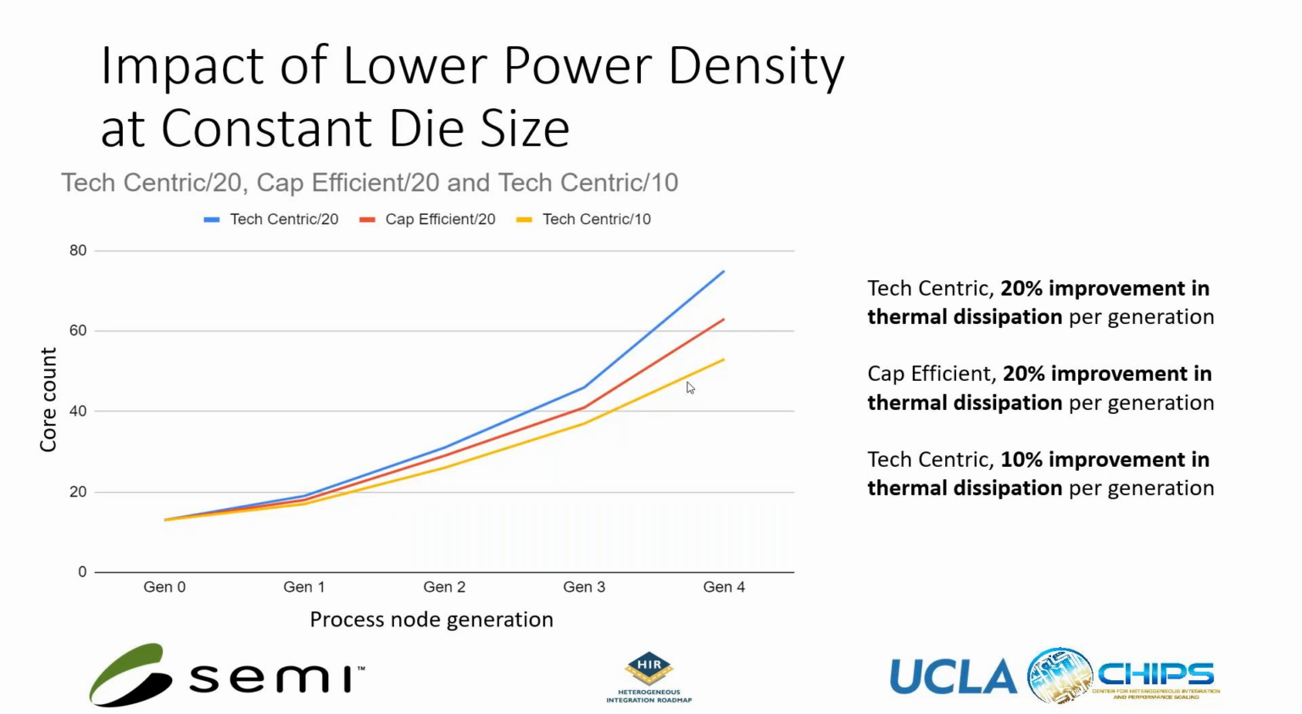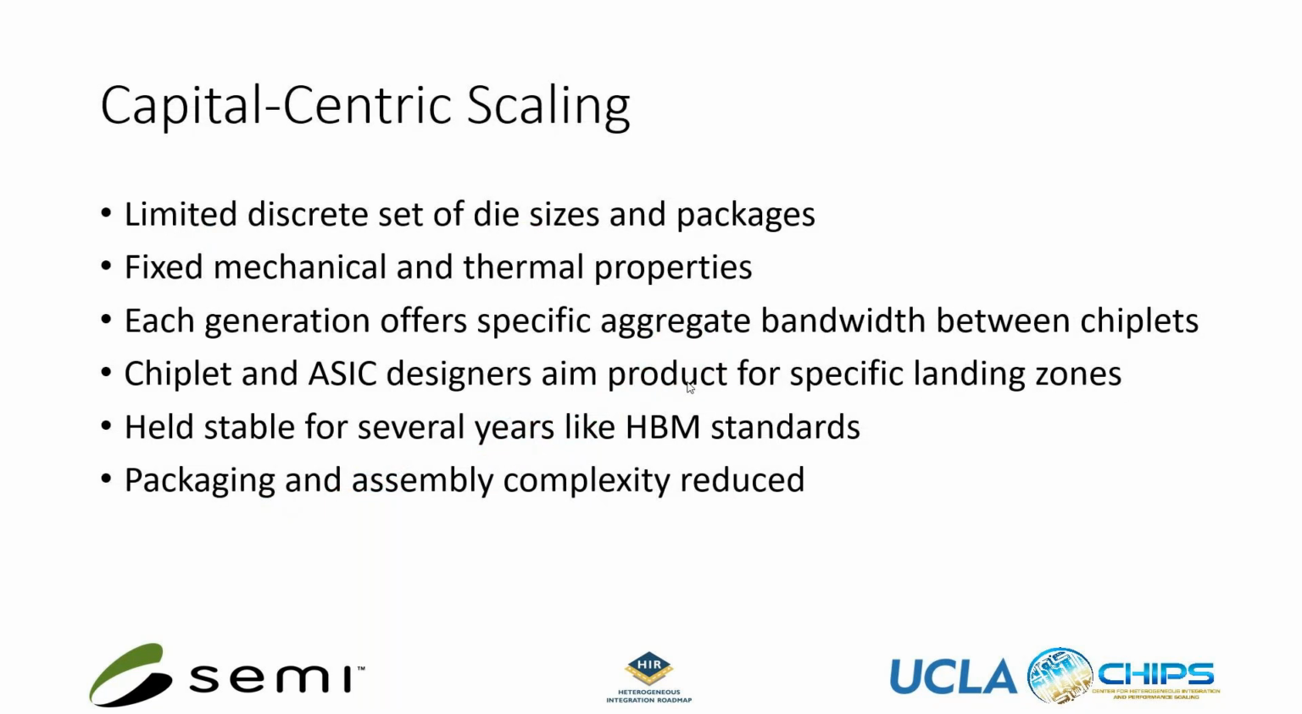So this ends up having a far bigger effect than freezing the bump density. So in my mind, you've got two ways to go forward, and there are compelling, reasonably interesting arguments for both. If you go with capital-centric scaling, you've got a limited discrete set of die sizes and packages. You've got fixed mechanical and thermal properties.